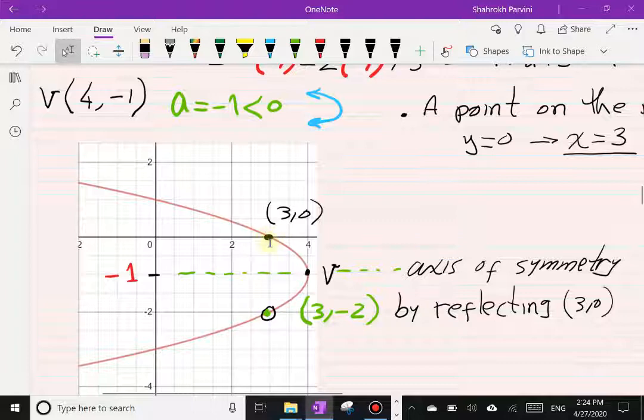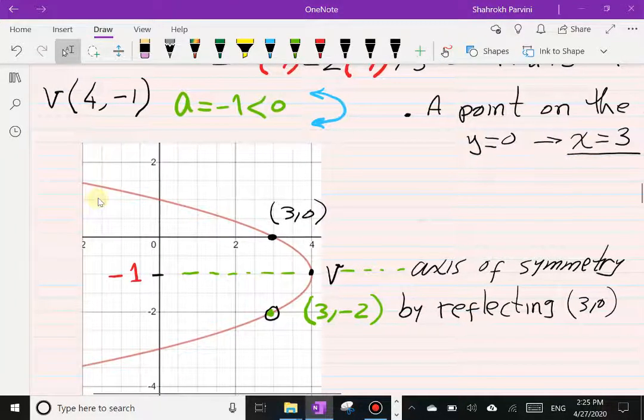So once I got this 3, 0, the way I found the other point is by reflection about this horizontal axis of symmetry. Here's 3, 0, and the reflection of that will be down here. So I got my 3 points, and I graphed it by drawing this curve through these 3 points. Of course, I use a software, so it looks more professional. And there you have it. So this is how we're going to graph these horizontal parabolas. Remember, you need the vertex, the x-intercept, and the reflection of the x-intercept. That will give you the 3 points we need.